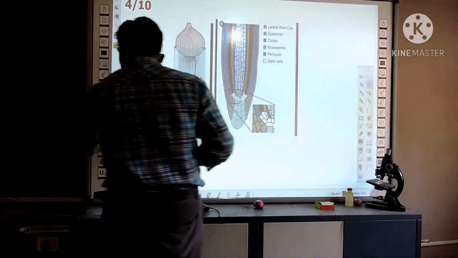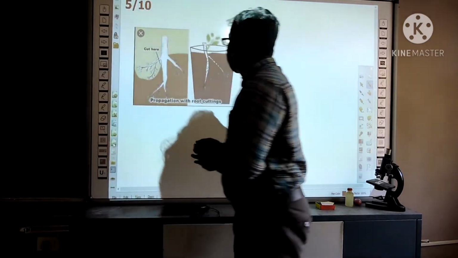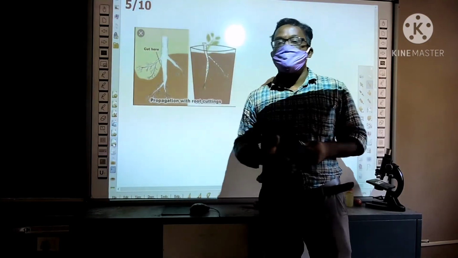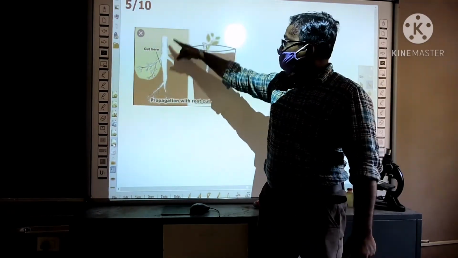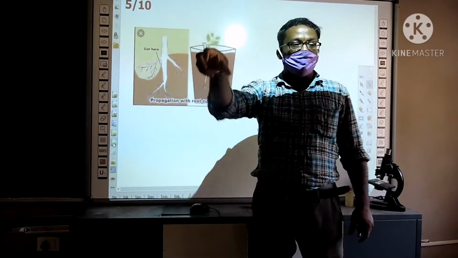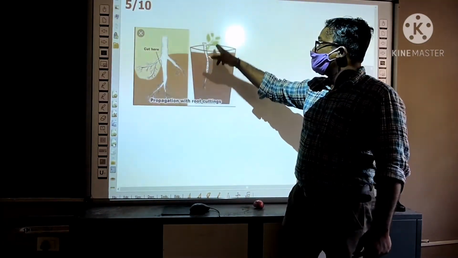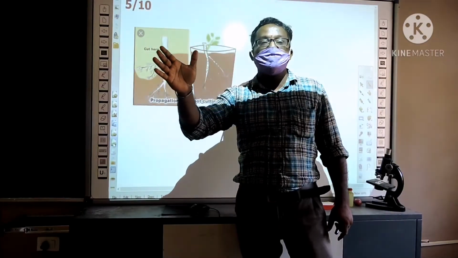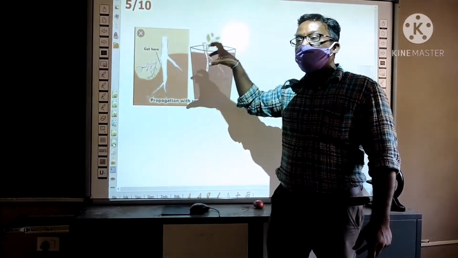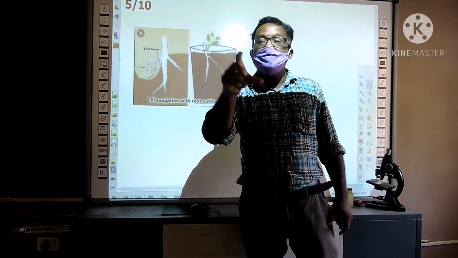Have you seen? Sometimes in our garden we pour water on the stump. This is called a stump. After a few days, what will happen? There is a regeneration of leaves. What is the reason? There is a special tissue in that part which is responsible for growth. As I said, that is called meristematic tissue.